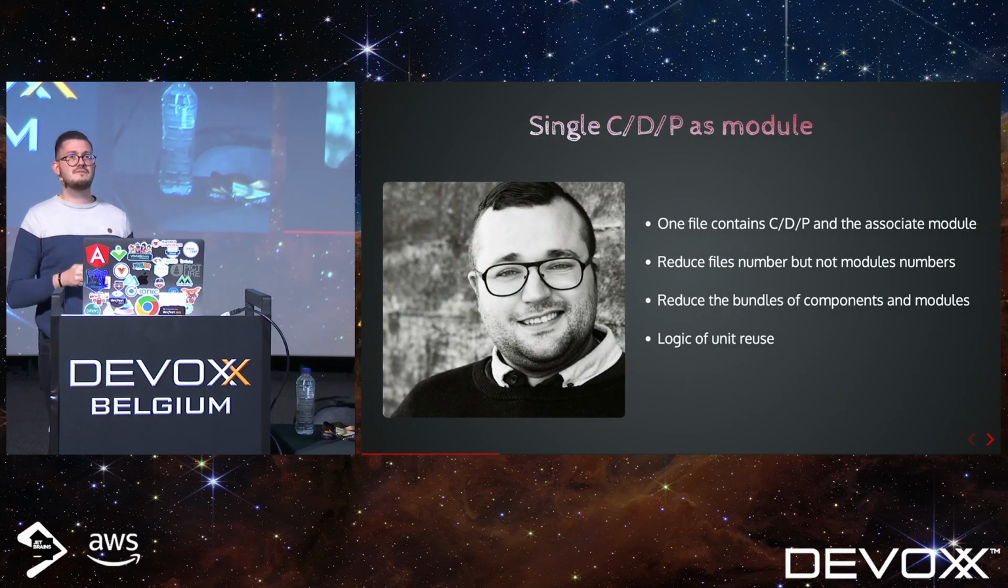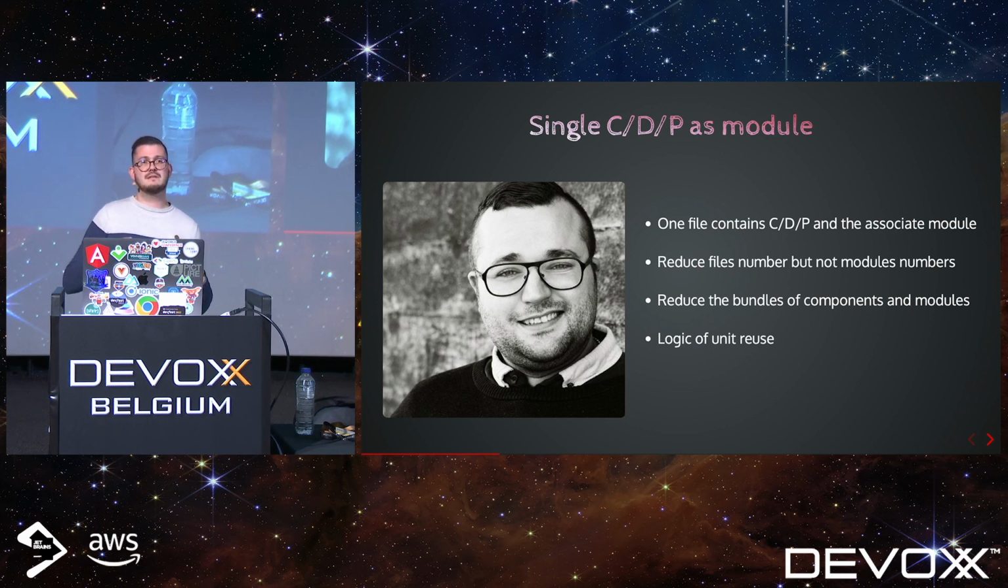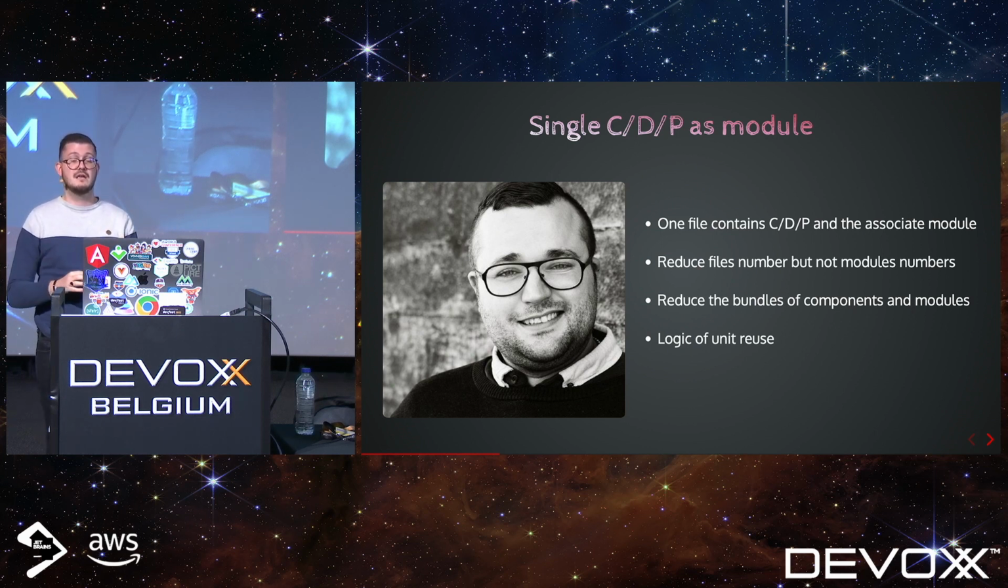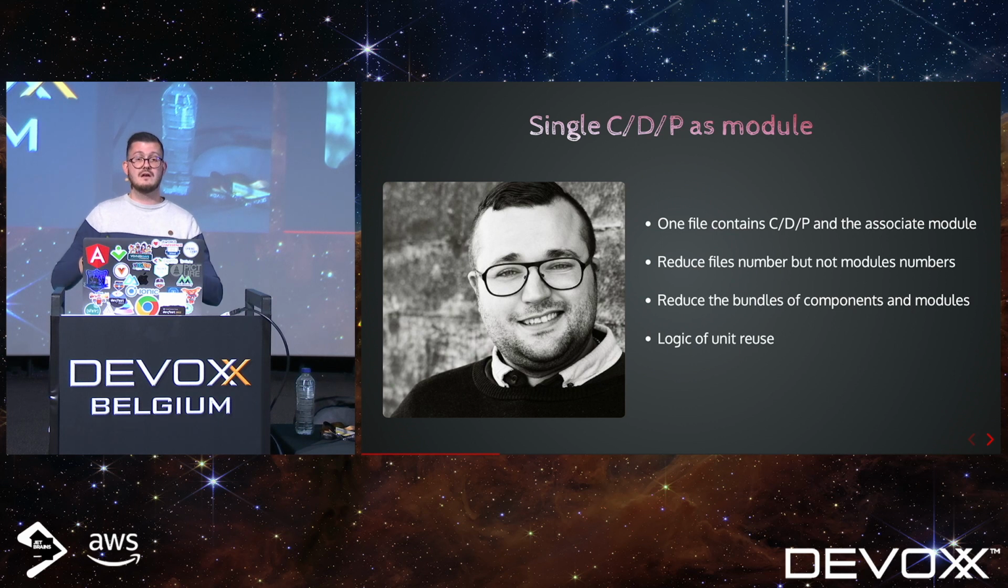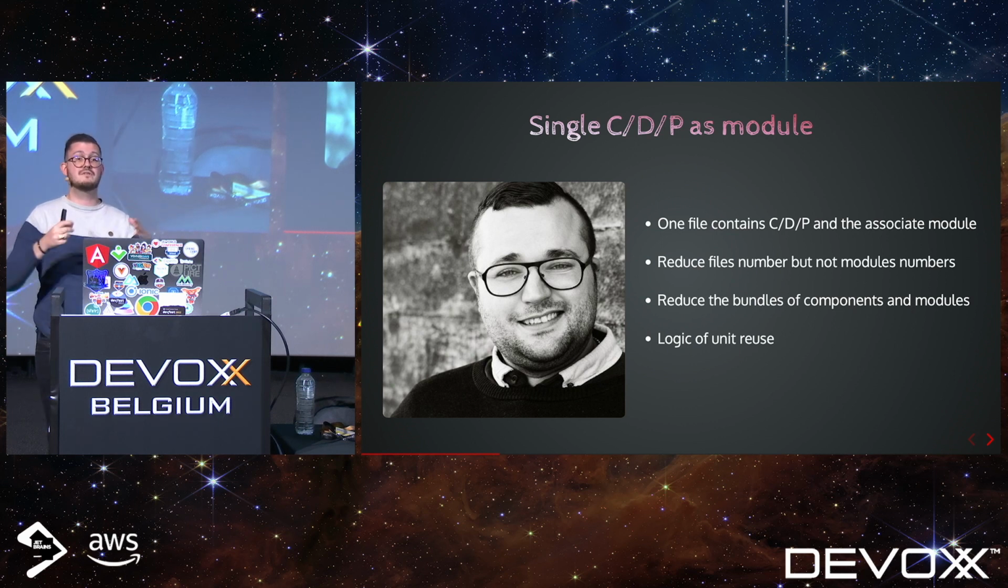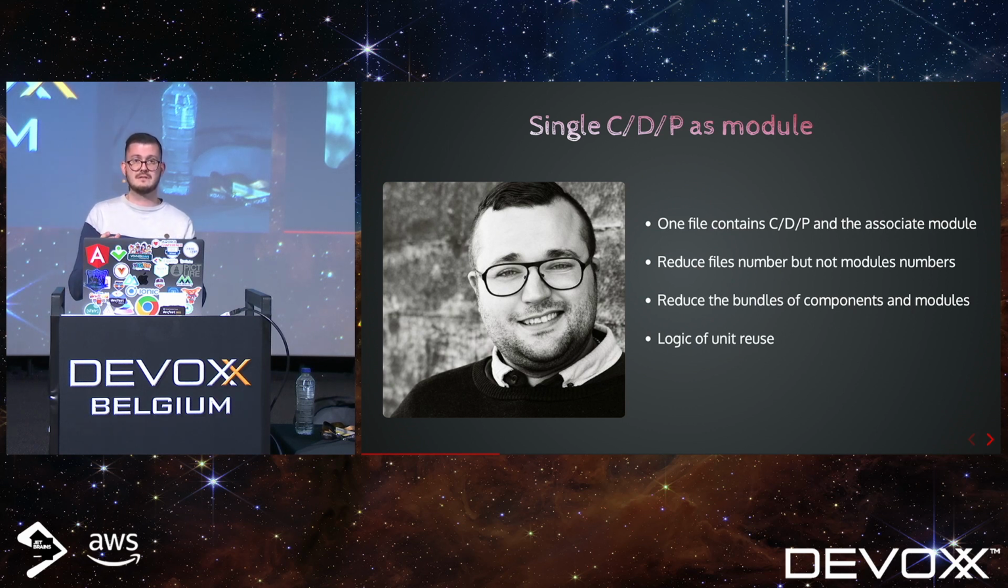So to solve these problems, Lars Brink Nilsson, who is an MVP and contributes a lot to the Angular community, created a new design pattern called single component, single directive, or single pipe as module. The goal of this pattern is to place the component and the module in the same file. So all the problems that we have seen in the previous slide are solved.